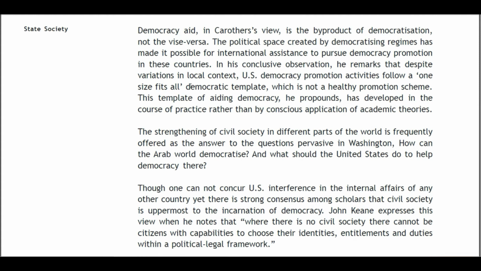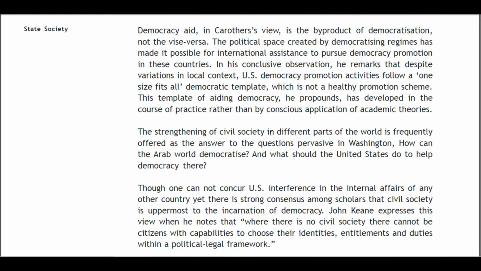In his concluding observation, he remarks that despite variation in local context, US democracy promotion activities follow a one-size-fits-all democratic template, which is not a healthy promotion scheme. This template of aiding democracy, he propounds, has developed in the course of practice rather than by conscious application of academic theories.